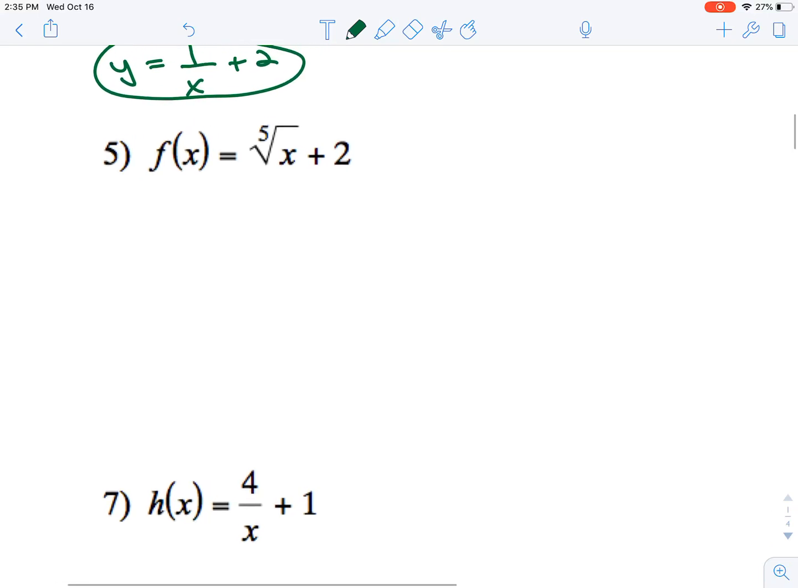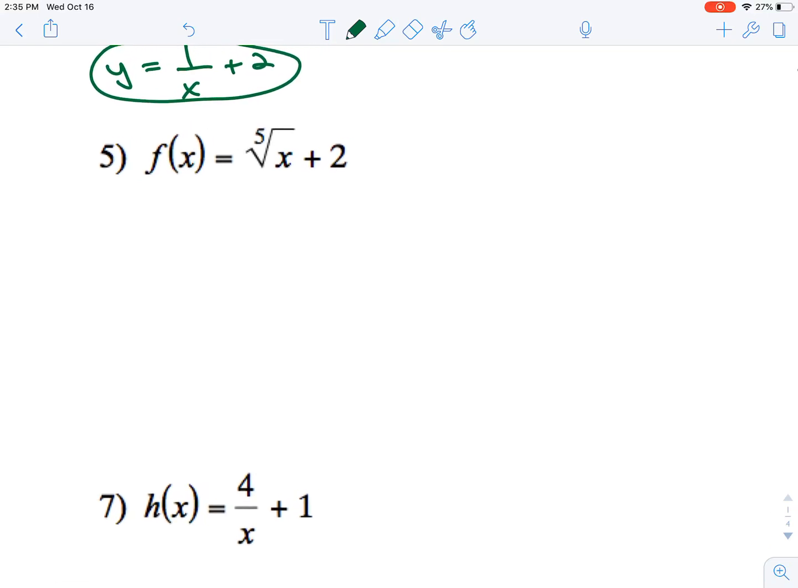Okay, so for 5, I'm going to have x. I'm just automatically switching now the x and the y from the beginning. And then I'm going to subtract 2.